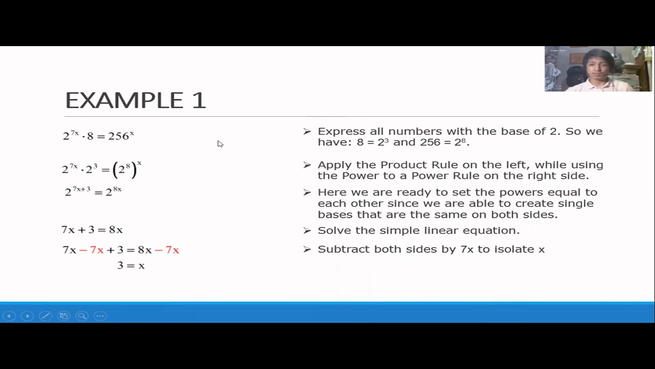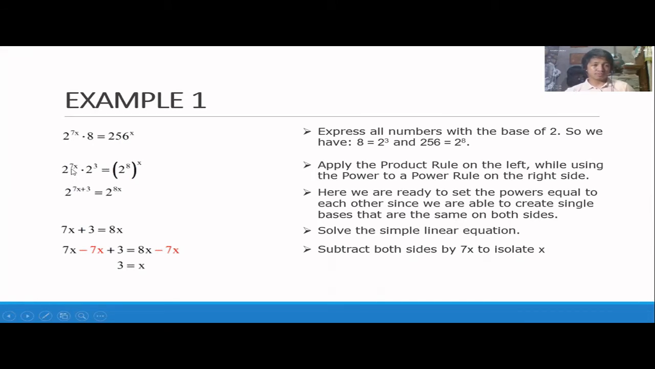Kasi 2 times 2 is 4, times 2, 8. So the same goes with 256. If we raise 2 by 8, we can get 256. So nakuha na natin yung goal natin na pare-parehasin na ng base, which is 2. Ayan, so we convert that.